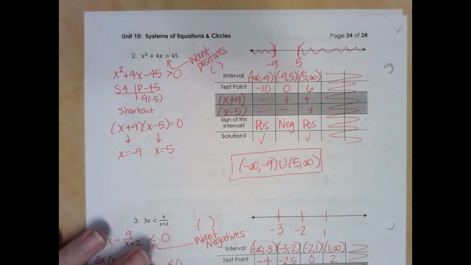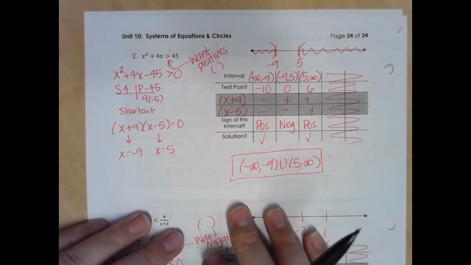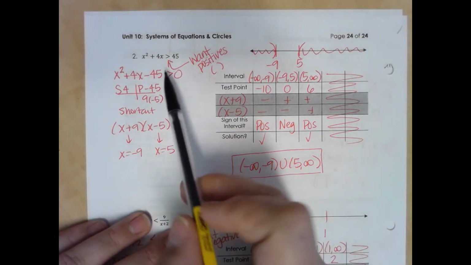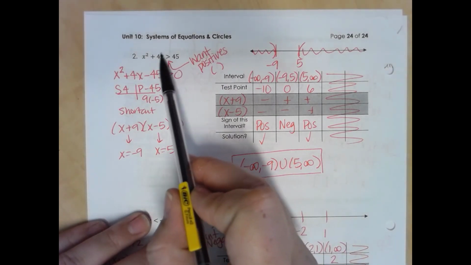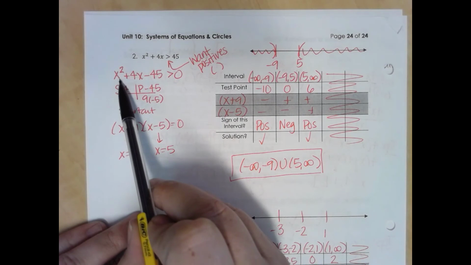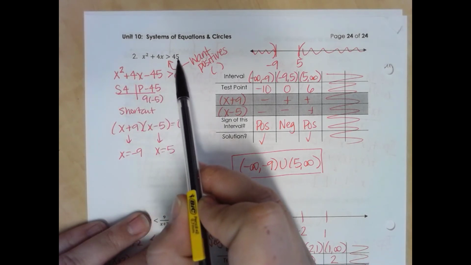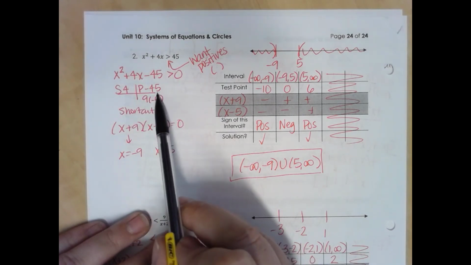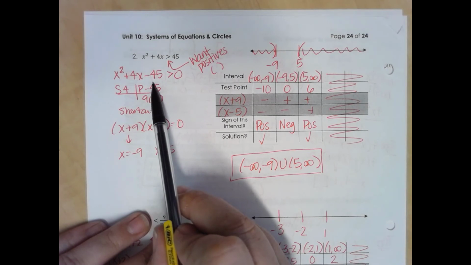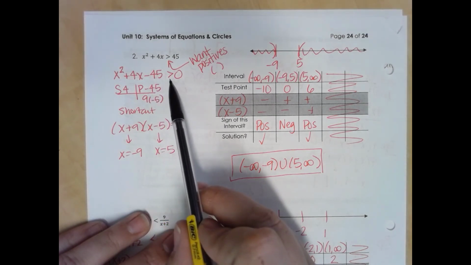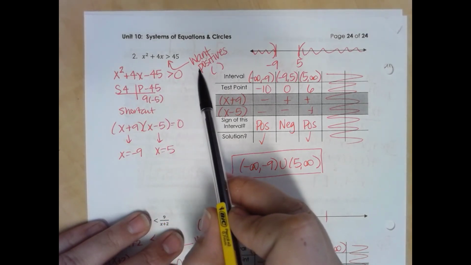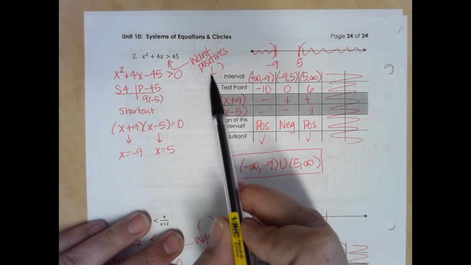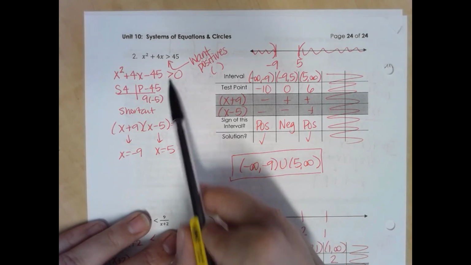Number 2, we have a regular polynomial inequality, and notice my 45 needs to be over on the other side. So I have my x squared, I have my 4x, and then I'm going to move that 45 over by subtracting, which will make it a -45. And because this is a greater than, that tells me I want positive intervals, and we're going to use parentheses because it's a strict inequality.